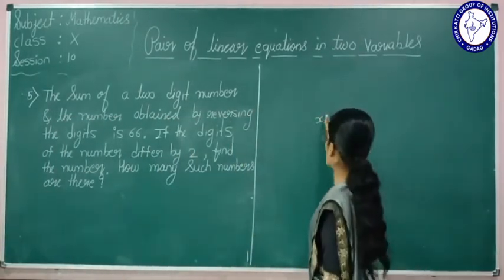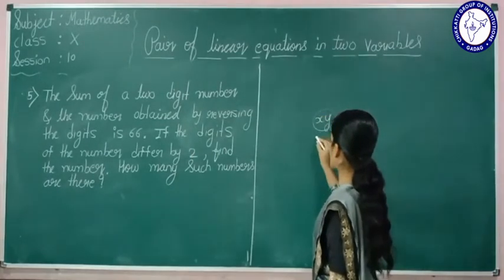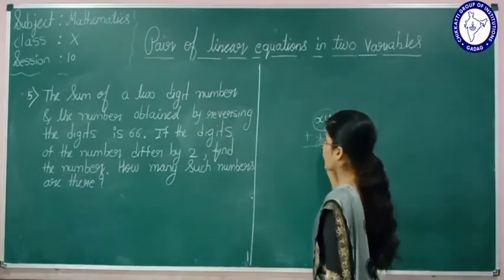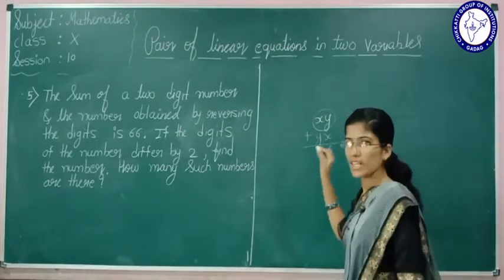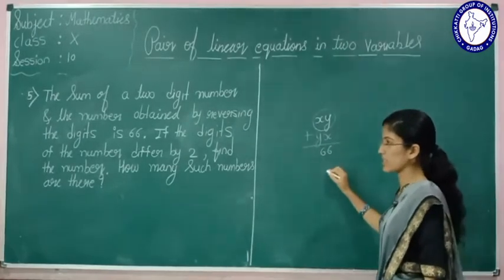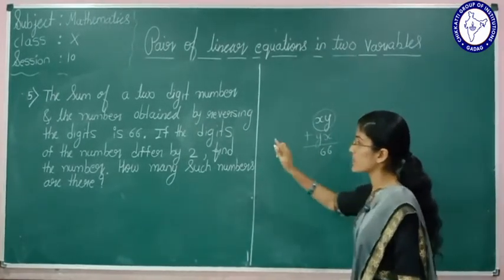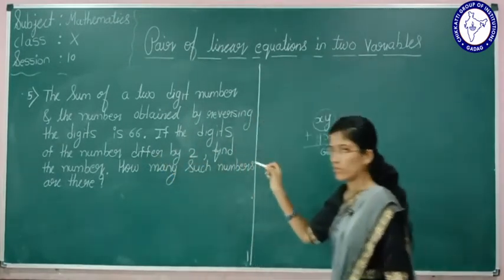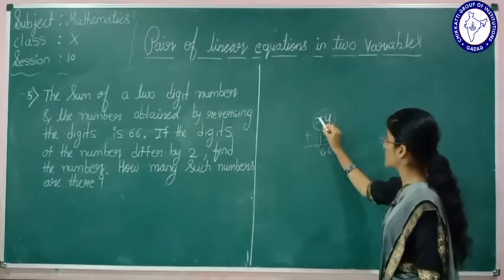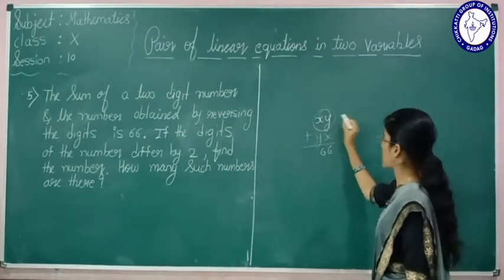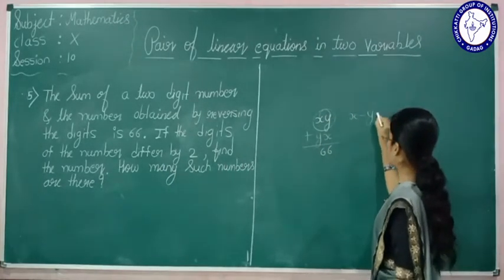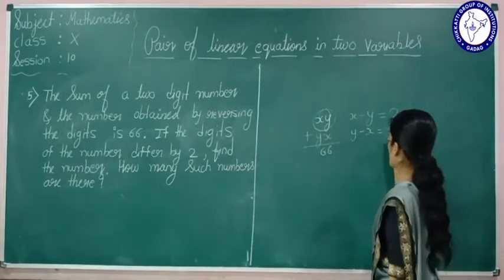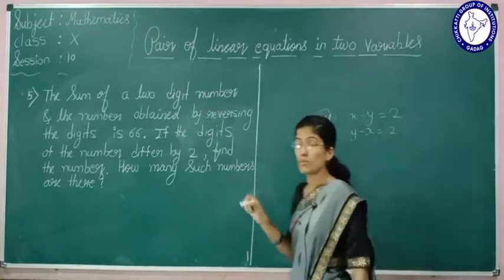Take any 2-digit number xy and reverse this number, it will become yx. The addition of these two numbers should be 66. Okay, the addition of these numbers should be 66. Again they are telling, if the digits of the number differ by 2. Here the digits of this number are x and y. Say x minus y should be equal to 2, and here y minus x should be equal to 2. Find the numbers.